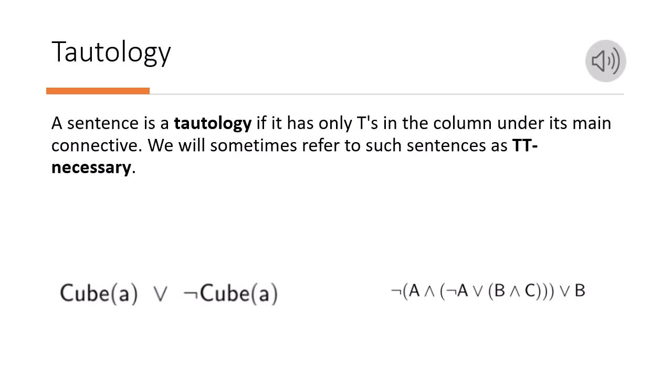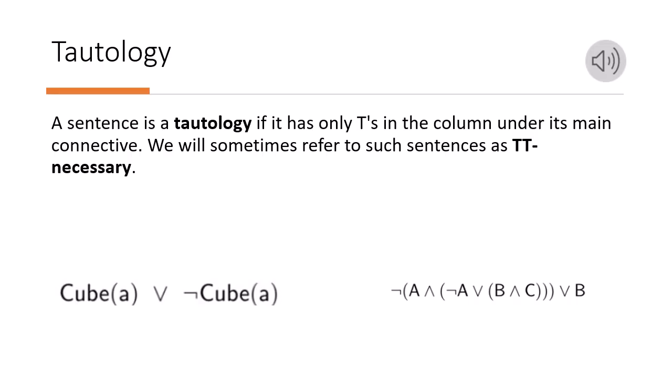On the other hand, there are some logical truths that are not tautologies. And we'll sometimes also refer to these sentences that are tautologies as TT necessary, or truth table necessary. And we'll also introduce the corresponding notion of TT possible, truth table possible, meaning there's some row where the sentence comes out as true. Now, down below, you can see one of the sentences that we evaluated, cube A or not cube A. And in regular old English, that would be either A is a cube or it's not a cube.